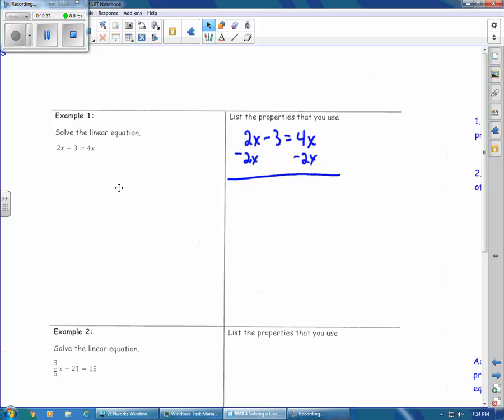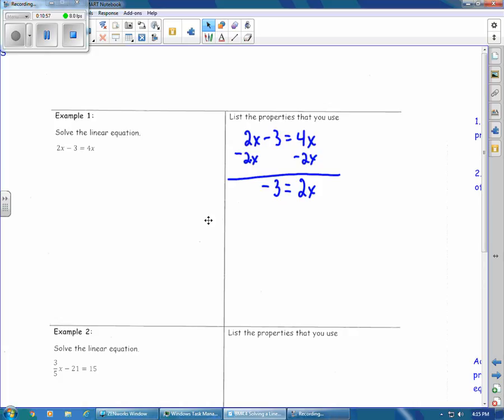So positive 2x minus 2x ends up being 0. I still have something on that side of the equal sign, though. I've got a negative 3, so I'm going to bring that down. 4x minus 2x is going to be 2x. And that is the subtraction property of equality.